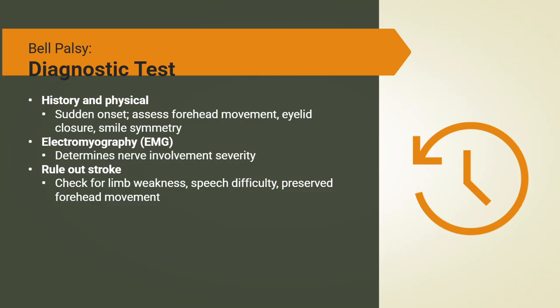A critical part of diagnosing Bell's palsy is ruling out a stroke, since both can present with facial drooping. The difference is that stroke typically affects only the lower part of the face, meaning the patient may still be able to wrinkle the forehead or close the eye. If stroke symptoms are suspected, like limb weakness, slurred speech, or confusion, emergency evaluation is required. Overall, the diagnostic process for Bell's palsy depends heavily on patient history, symptom onset, and ruling out other serious conditions.